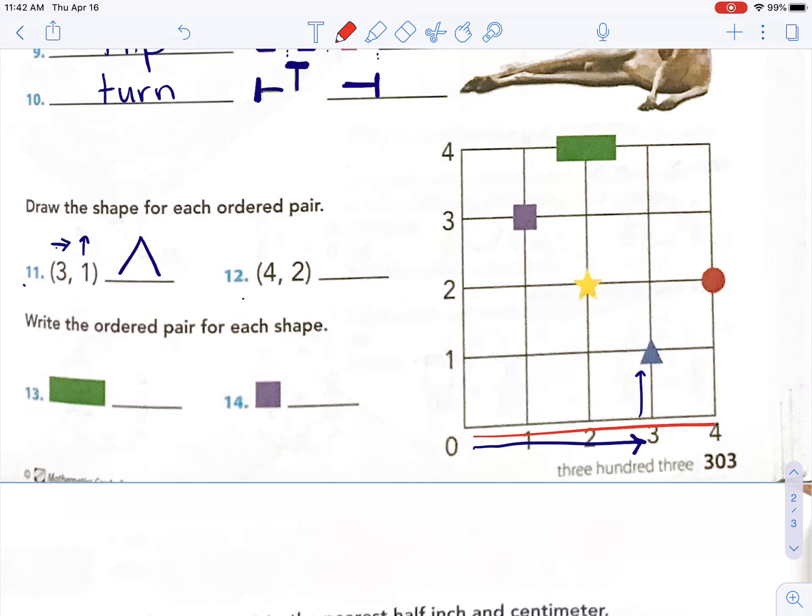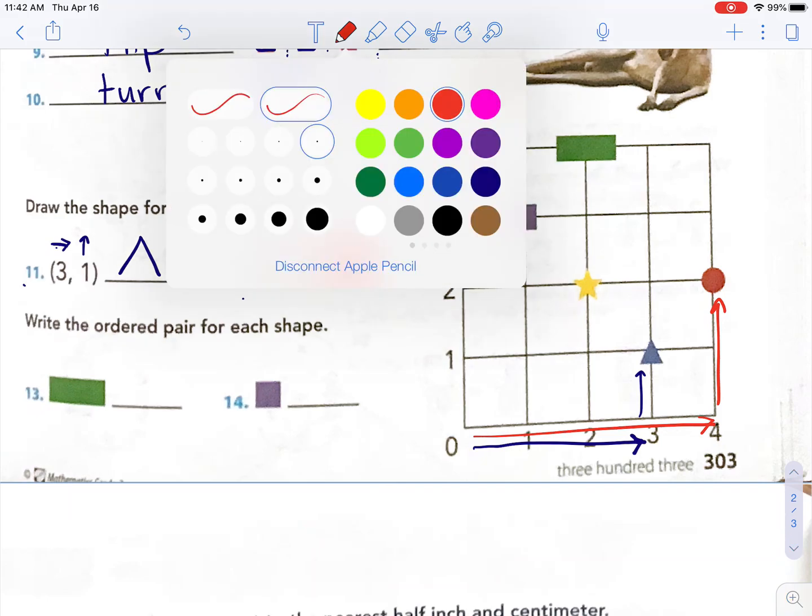Okay, 4, 2. Over first, over 4, then up 2. What did you get? The red circle. If you did not get that, I want you to fix it now. So remember, over, then up, over, then up, over, then up, over, then up.